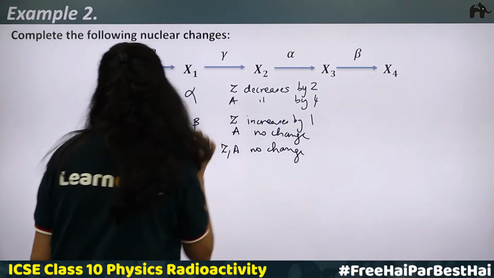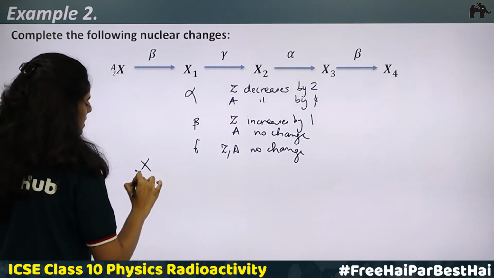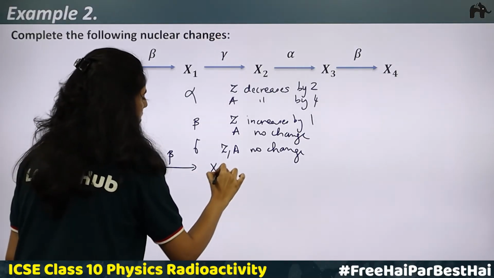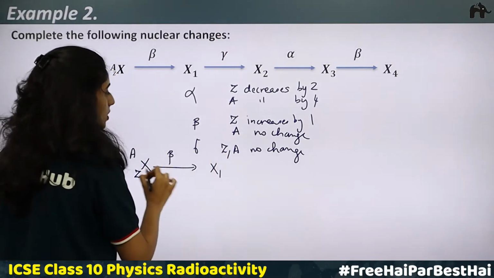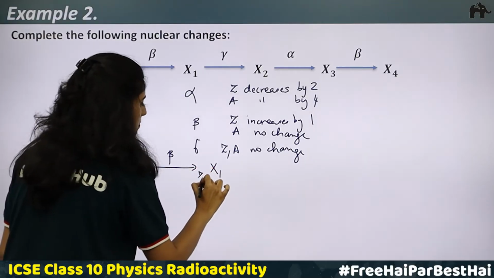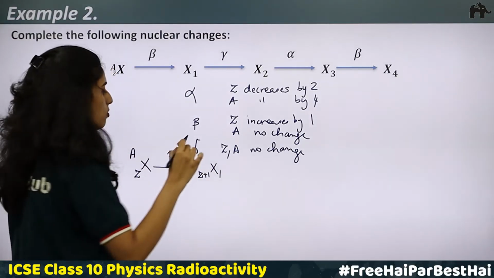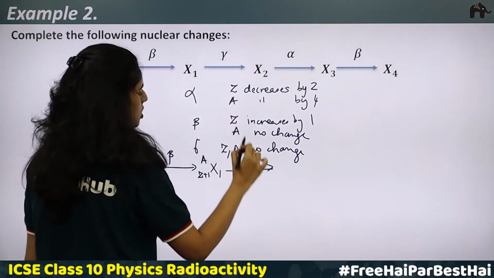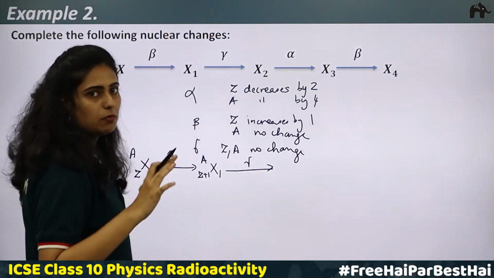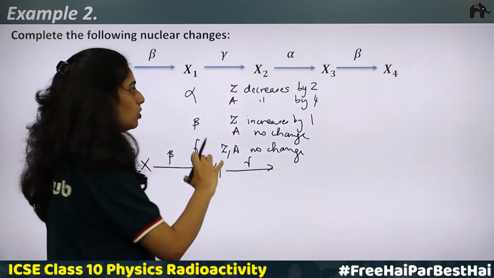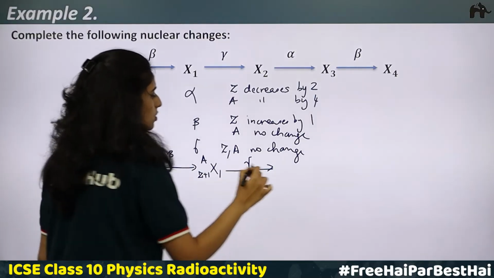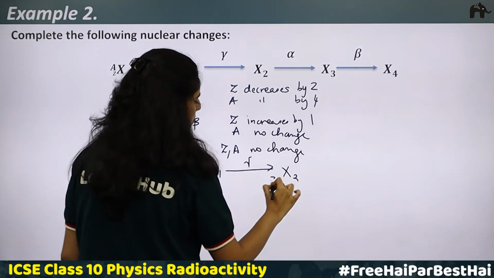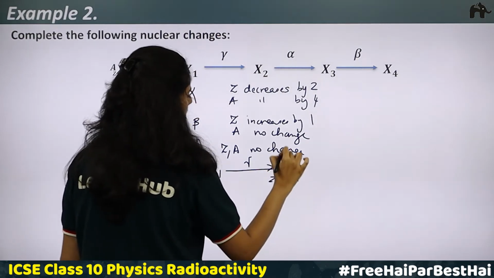Okay, now let's try this example. So here we have the parent atom X with Z and A. It is undergoing beta emission. Then what happens? Atomic number should increase by 1. It becomes Z plus 1. What about mass number? Mass number no change. So it is A. Again undergoing emission. Here now it is a gamma emission. So gamma emission means only energy is being released. It is brought to the stable state from an excited state. So there is no change in the atomic number nor the mass number. That is, Z plus 1 will be the atomic number and A is the mass number.